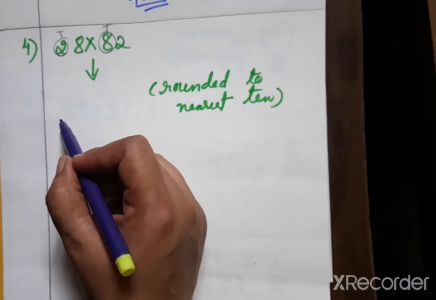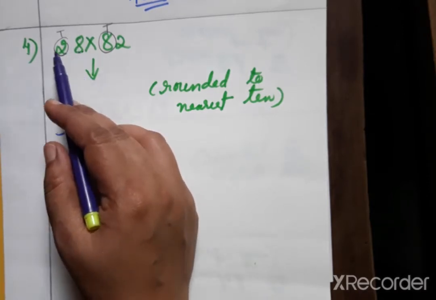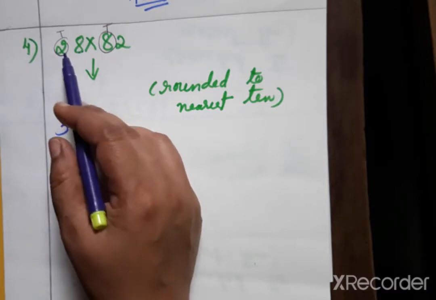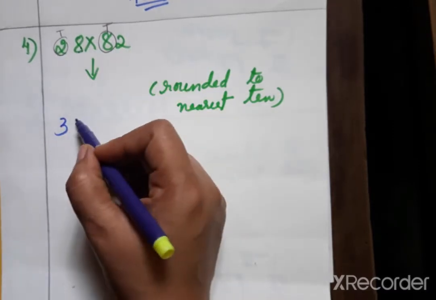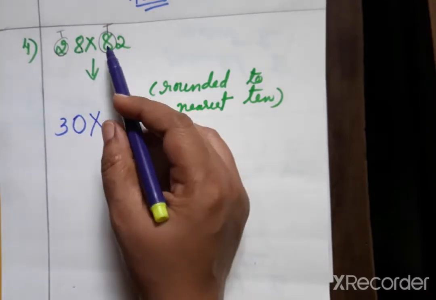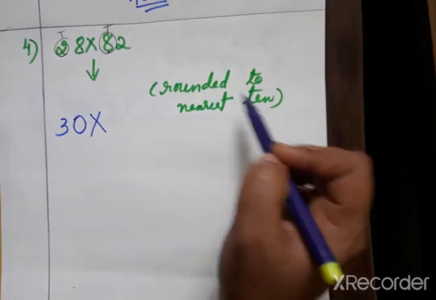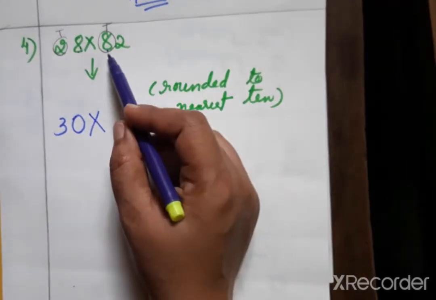So 2 will become 3 because the next number is 5 or greater than 5. He can help here too. So 2 will become 3, and once the door is knocked, that person will become poor, 0. And into 28's 8. We have to round off 8 because it is in the tens place, rounded to the nearest tens. Okay, 8 we are rounding off.